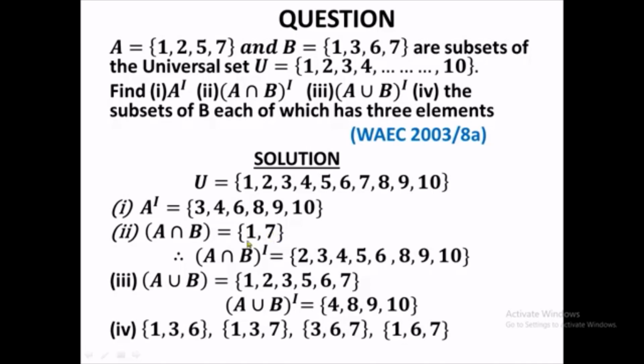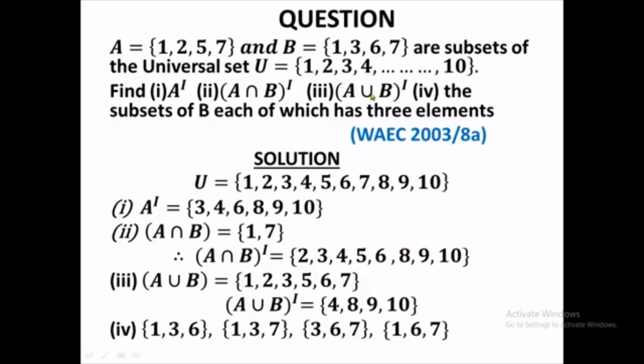And if that should be the case, we are now looking for A intersection B complement. That would be those elements in the universal set that are not in A intersection B. And those elements are 2, 3, 4, 5, 6, 7, 8, 9, and 10.